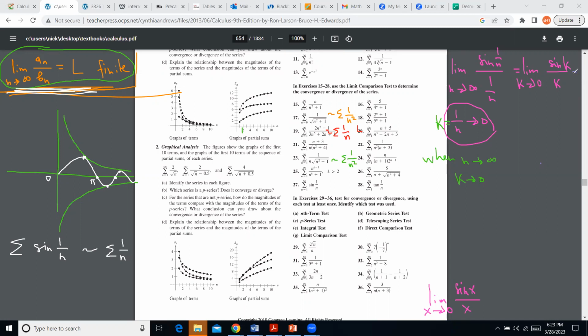Sine k over k. If you're not sure, take the derivative. It is 1. It's a special limit that we talk a lot about in the Calculus 1 class. See, time passes by and people forget things. So the limit of sine x over x when x goes to 0 is 1.